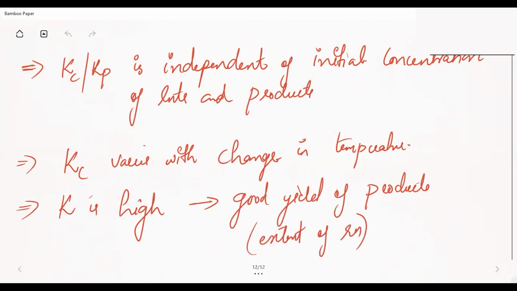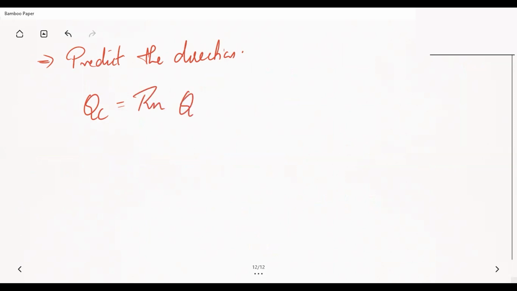And one more thing, you can predict the direction of reaction. Okay, you can predict what? Direction. And this is somewhat important. So we have one more equation, that is Qc. What is Qc? It is reaction quotient. Okay, reaction quotient means it is the value of this same equation.